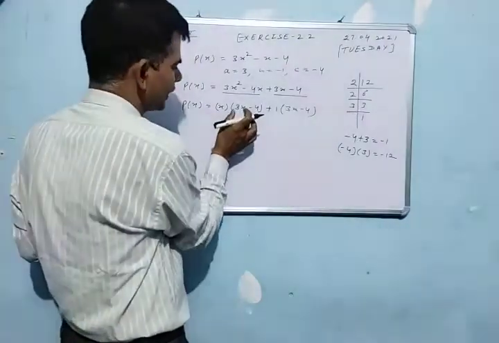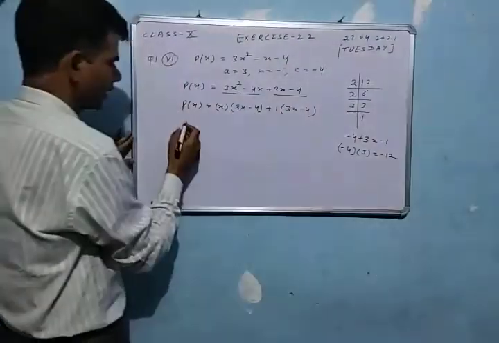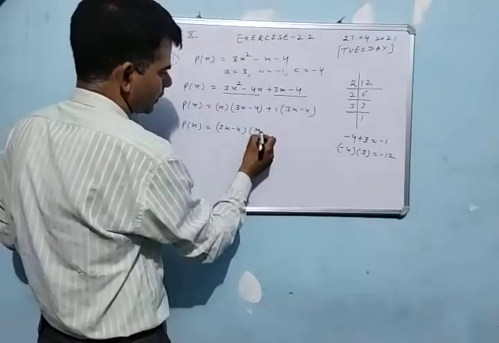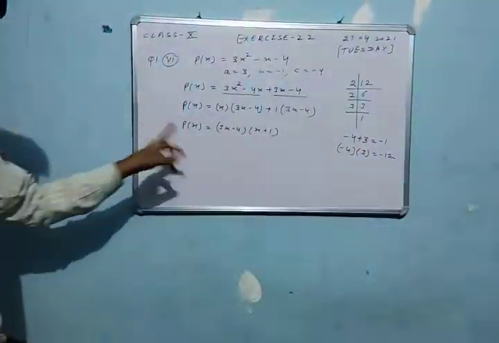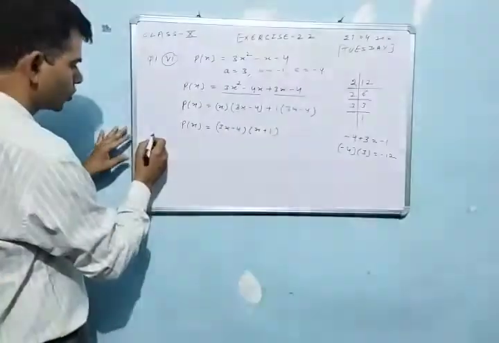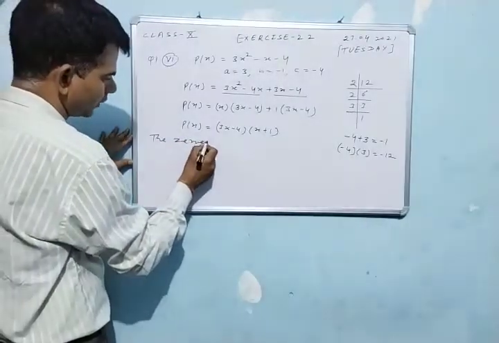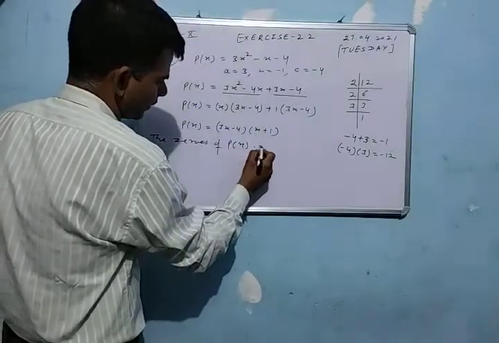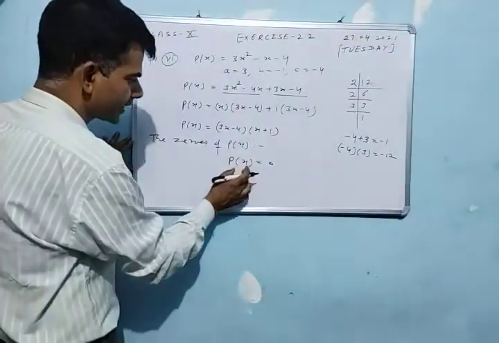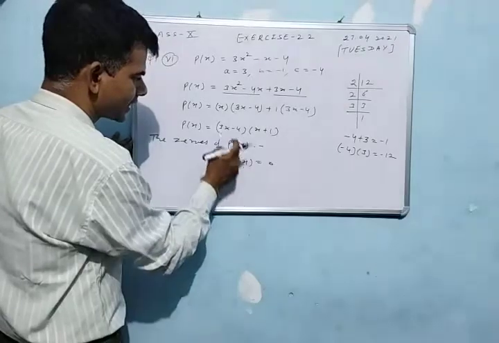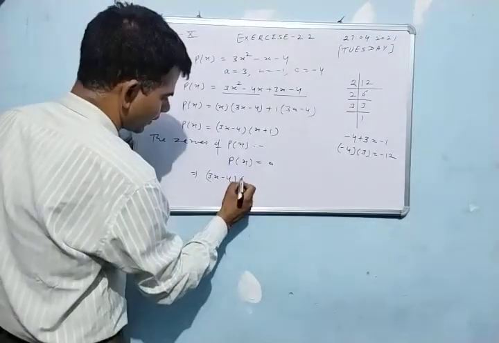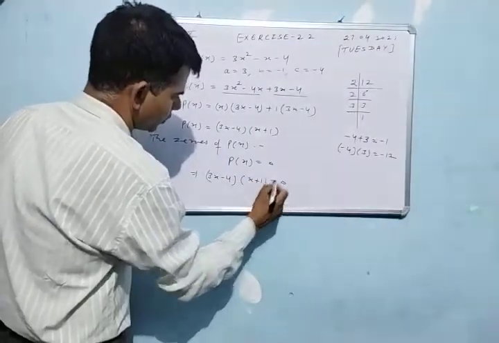Now student, what is common in this and in this term? 3x -4 is common. So 3x -4, that is x plus 1. Student, we have to factorize it. By these factorization, we will find out the zeros of p of x. Now student, p of x is equal to 0. If p of x is equal to 0, the value of p of x is 3x -4 and x plus 1. 3x -4 and x plus 1 equal to 0.